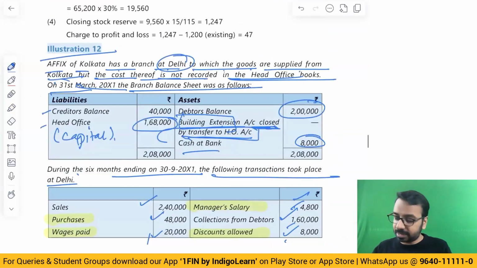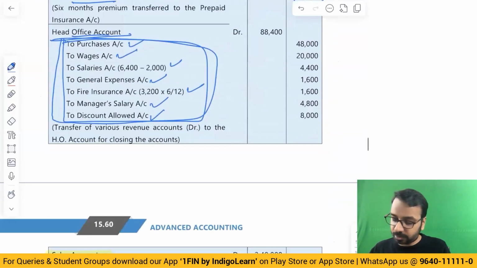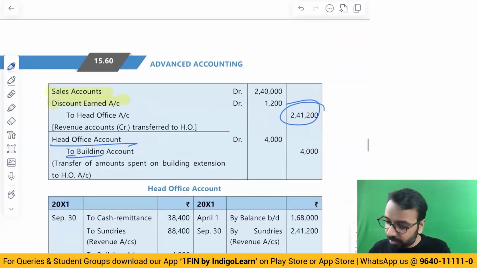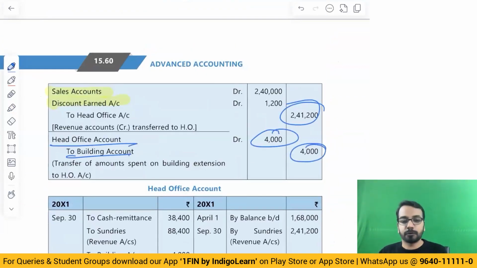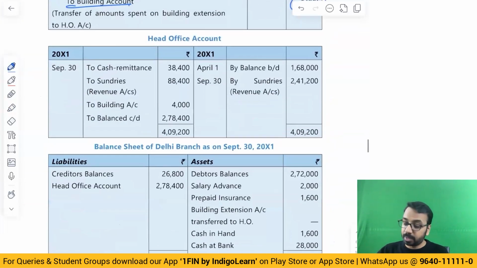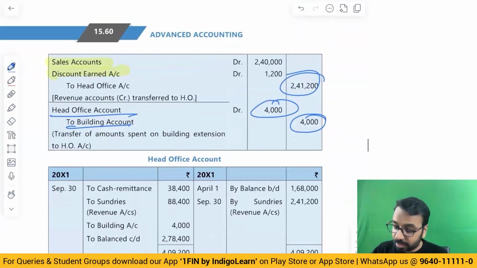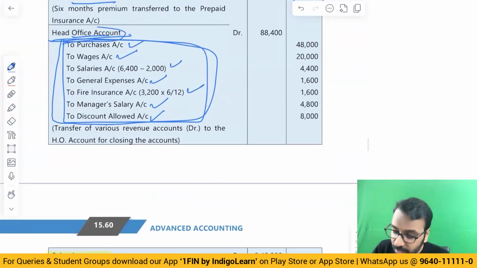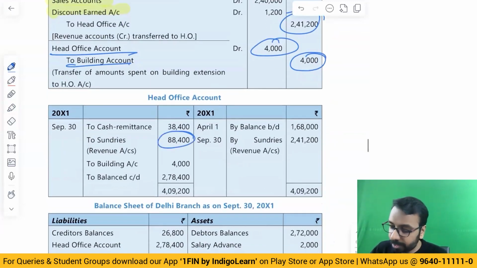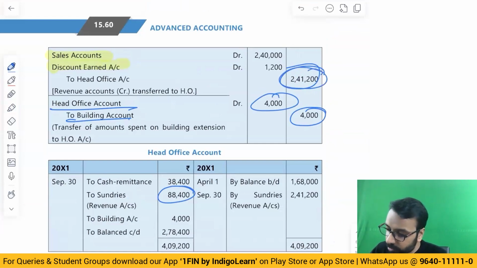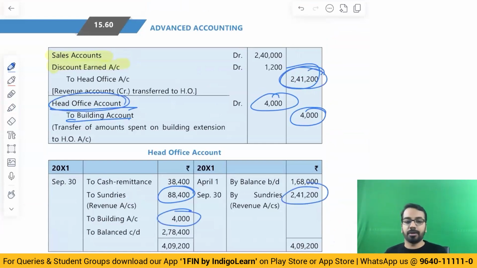So you'll close the account. So building extension account also will be closed by transferring to head office. So debit head office, credit building account, 4,000. Now in head office account, how will the ledger appear? In head office account, you will have head office account debit 88,400. Head office account credit 241,200. And again, head office account debit 4,000. These are coming from the journal entries.